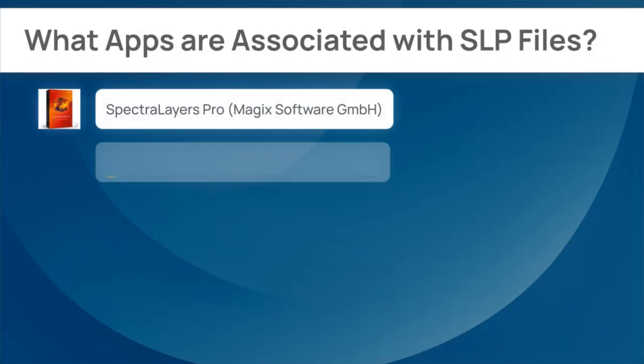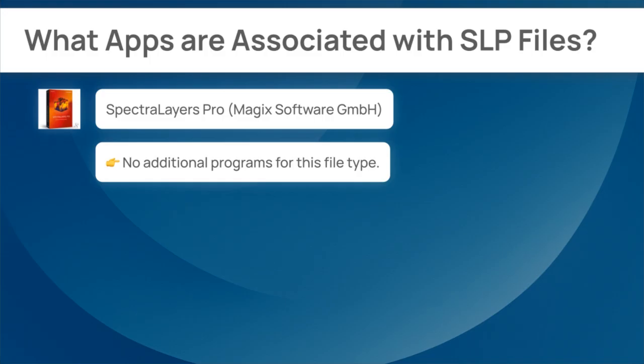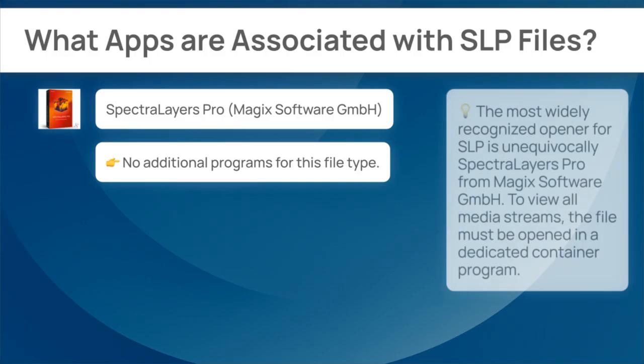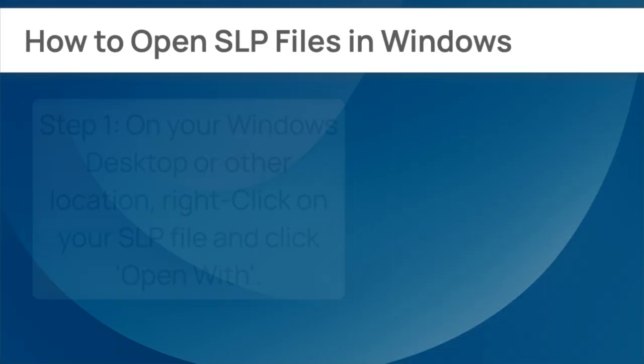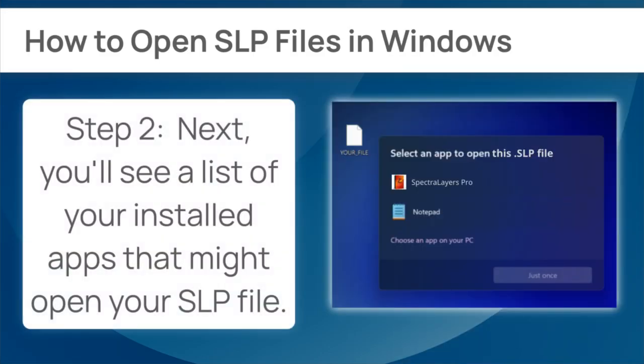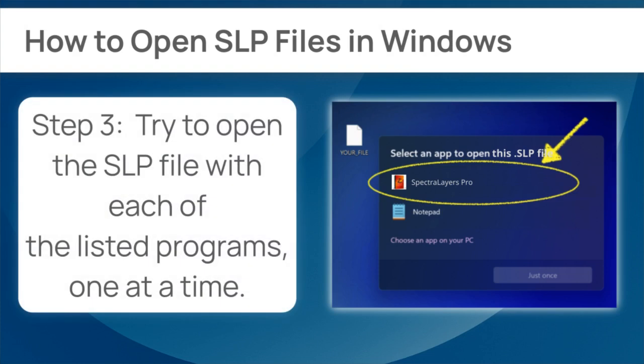The default, recognized opener for SLP files is known to be SpectraLayers Pro from Magix Software GmbH. To view all media streams, the file must be opened in a dedicated container program. Windows supports basic playback for many formats, though deeper editing depends on compatible audio tools. Your first step to success: right-click the SLP file and choose Open With. If SpectraLayers Pro is installed, try it first. If you don't see it, pick a different tool. You might need to try a couple to find the ideal match.